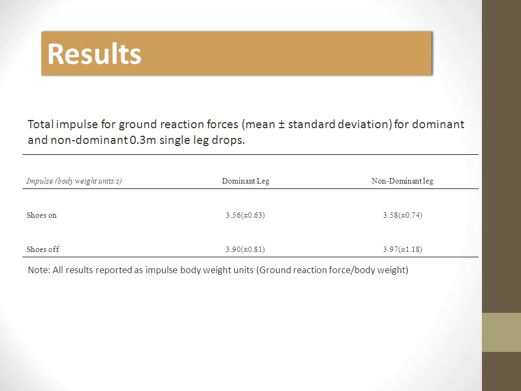Now, as you can see, that's actually quite high: 3.56 with shoes on and 3.90 on the dominant leg. So that's almost 3.5 to 4 times their body weight as they land. You can see how this could increase the chance of injury.